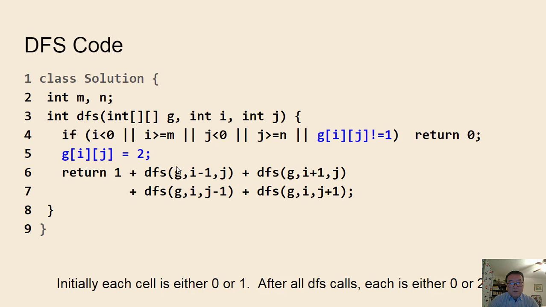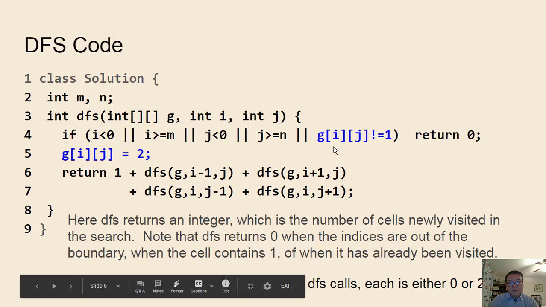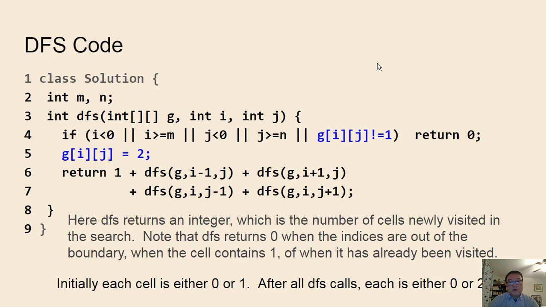Initially each cell will be either 0 or 1. After DFS calls, all the ones that are reached should become 2, and the returned number will count how many ones we have encountered. And DFS returns 0 when the index is out of the boundary.